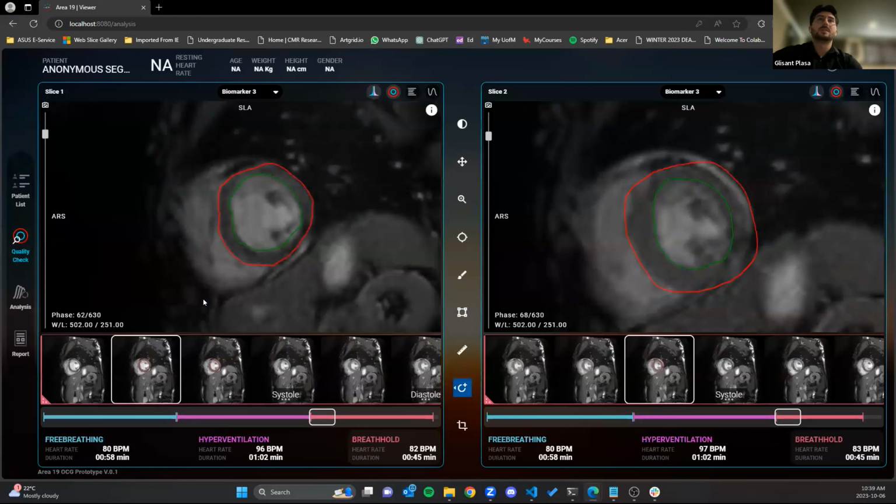Okay, so when the study is open, the user will be at the quality check step, where they will see these two viewers. They both present two different slices and their appropriate phases that the reader can navigate through. At this point, our machine learning algorithm would have already generated the contours, done the breathing splits for this study, as well as assigned the correct systole and diastole labels across the acquisition.